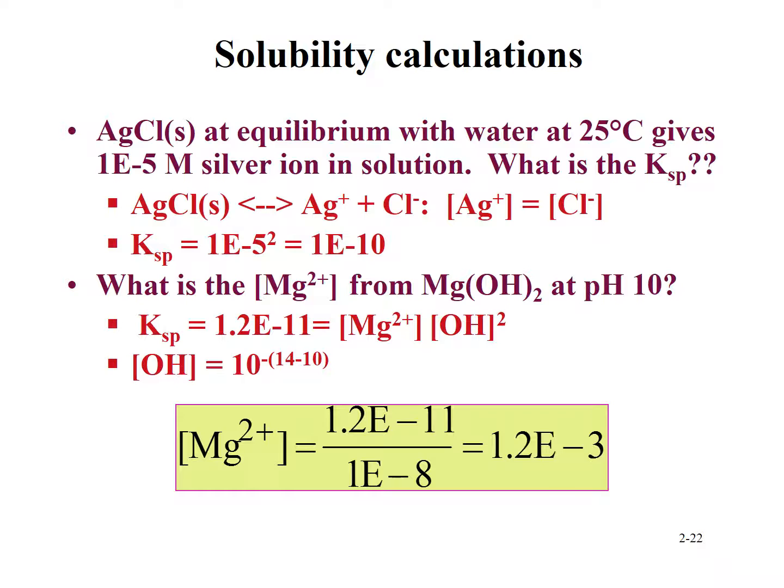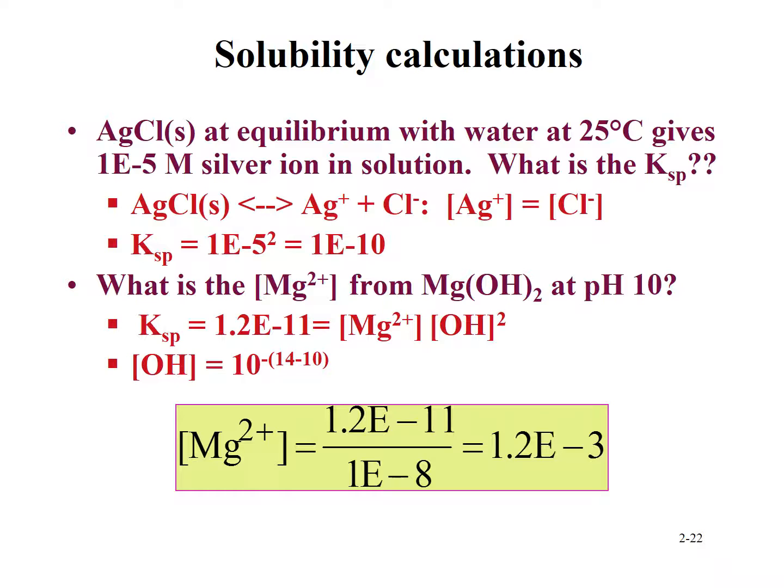Well, if I just start off with silver chloride, I know that I make silver and chloride. For every mole of silver, I'll make 1 mole of chloride. So those concentrations are equal. So the KSP is equal to this 1 times 10 to the minus 5 times 1 times 10 to the minus 5, or equal to 1 times 10 to the minus 10.